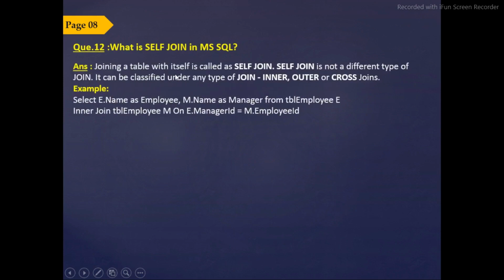What is self join in MS SQL? Joining a table with itself is called as self join. Self join is not a different type of join. It can be classified under any type of join, for example, inner, outer or cross joins. For example, select E.name as employee, M.name as manager from table employee E, where E is the alias for table employee, inner join table employee M, where M is the alias for table employee, on condition E.manager.id equals M.employee ID.